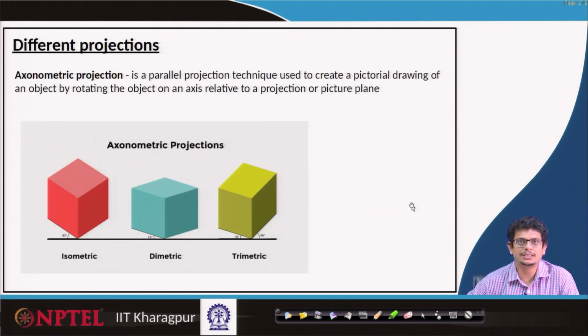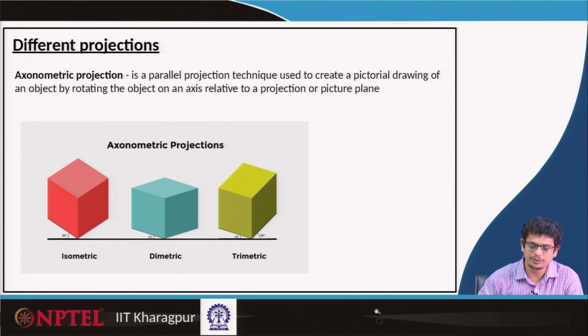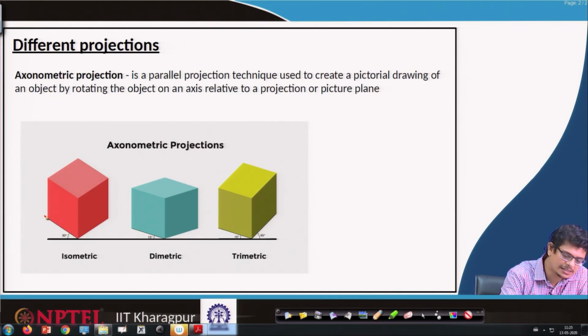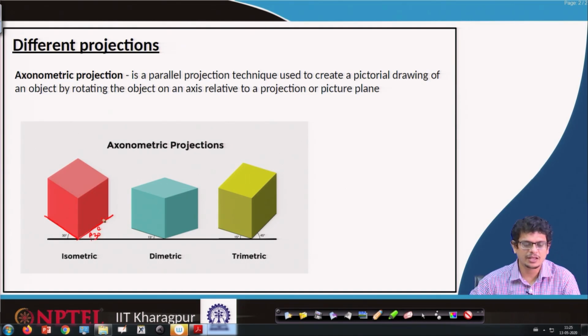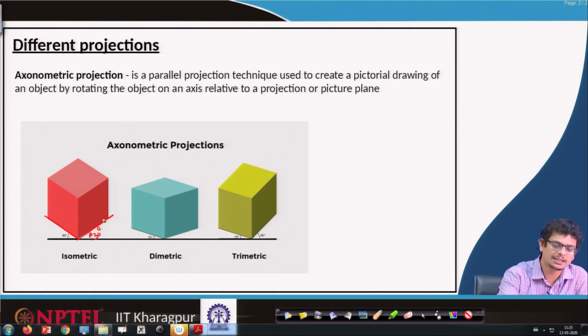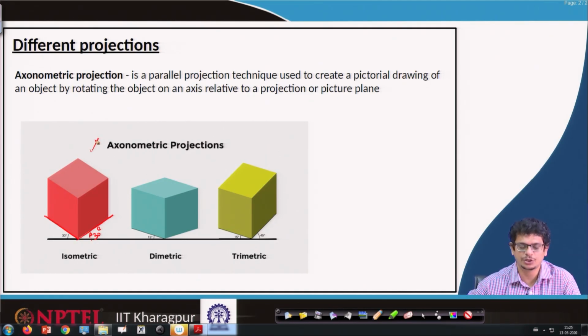Then we tried to understand what an isometric projection, a diametric projection and a trimetric projection are, in terms of the inclination angles. On both sides, if the angles are equal and making 30 degrees with the horizontal, and the entire object is oriented in such a way that a cuboid looks like a hexagon, such a projection we call isometric projection.